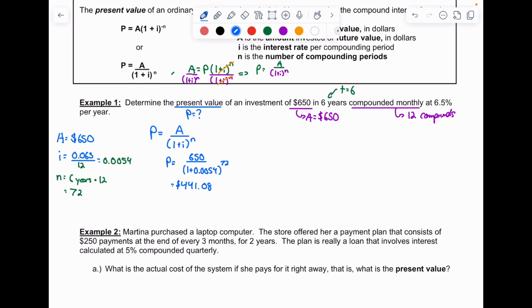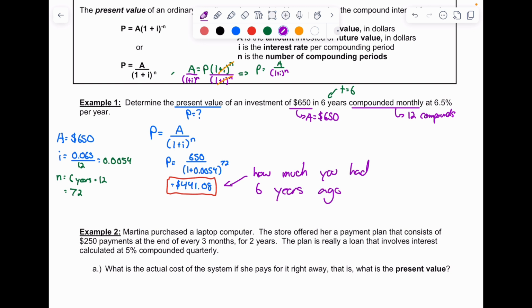Alrighty, so that means, what did you have initially? Well, you would have had initially $441.08. That would have been the money that you invested 6 years ago. Okay, so maybe put that note. That's how much you had 6 years ago.